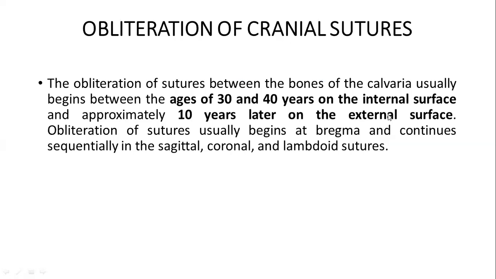Obliteration of cranial sutures. The cranial sutures, which are fibrous joints, are obliterated between the ages of 30 and 40 years on the internal surface, and on the outer surface, 10 years later. Obliteration of sutures usually begins at Bregma and continues sequentially in the sagittal, coronal, and lambdoid sutures.